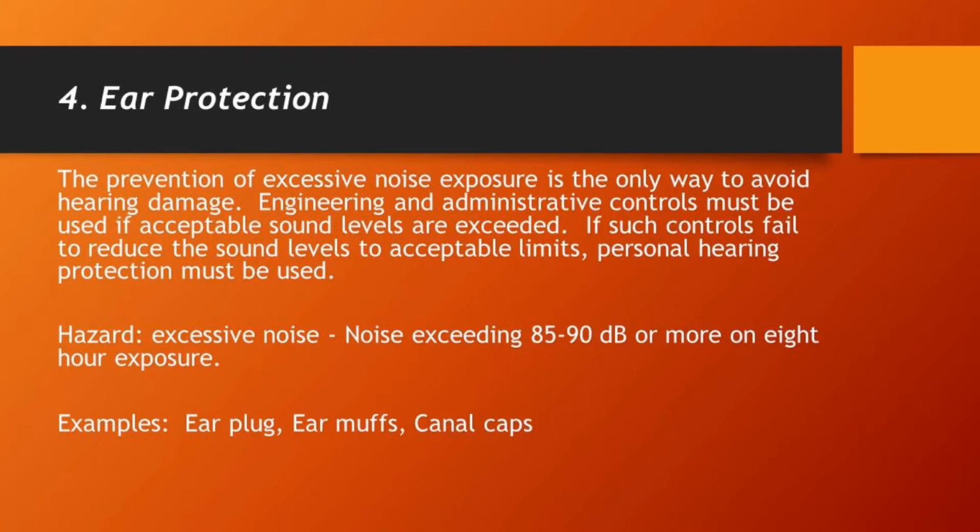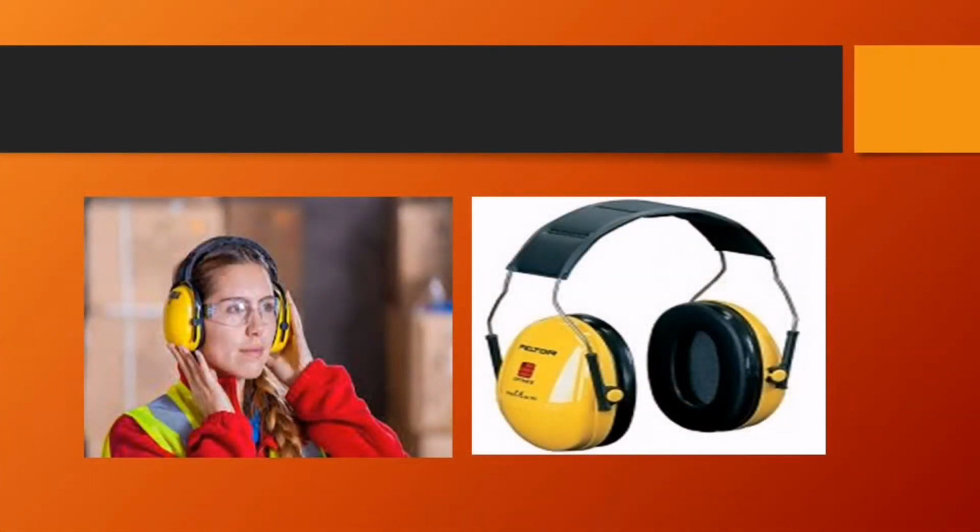The prevention of excessive noise exposure is the only way to avoid hearing damage. Engineering and administrative controls must be used if acceptable sound levels are exceeded. If such controls fail to reduce the sound levels to acceptable limits, personal hearing protection must be used. Earmuffs must make a perfect seal around the ear to be effective.